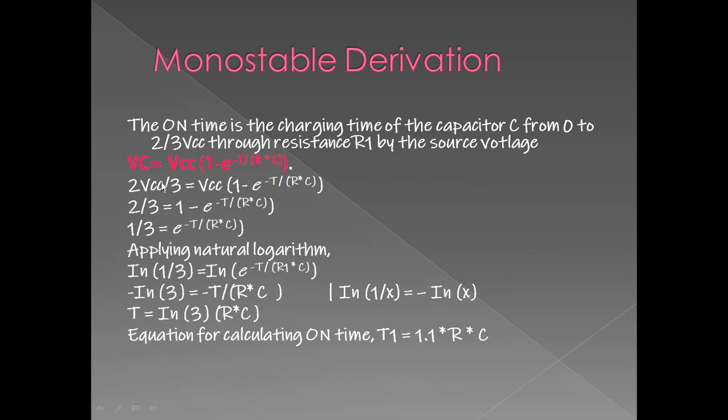So this VCC term will cancel on both sides, and when we simplify these equations, we will get 1 by 3 equal to e power minus t by RC. So here we are going to take the natural log on both sides to cancel this exponential term. So minus log of 3 equal to minus t by RC. So the value of log 3 is equal to 1.1, so t equals 1.1 into R into C. So the equation for the on time, that is T1, equal to 1.1 into RC.